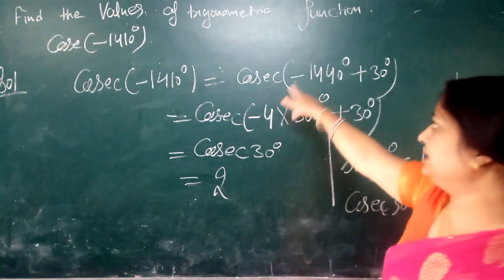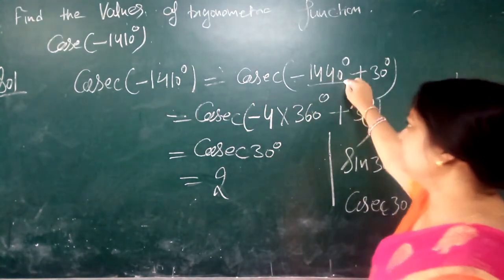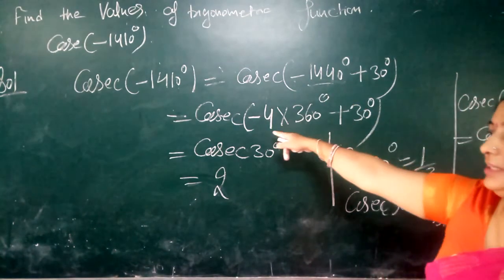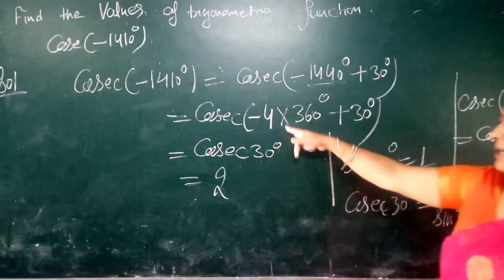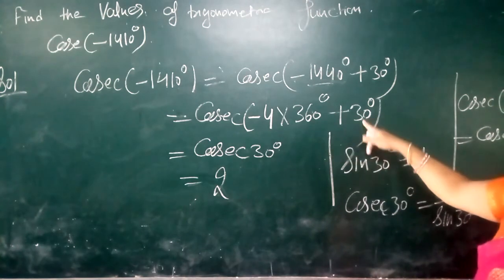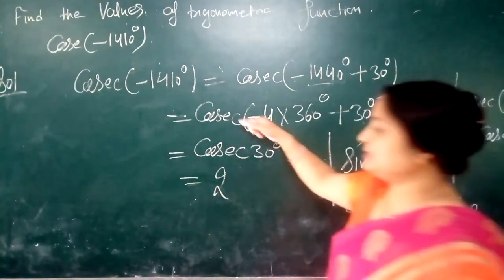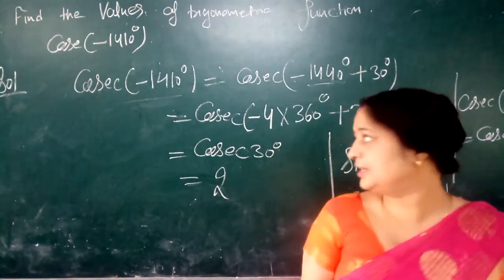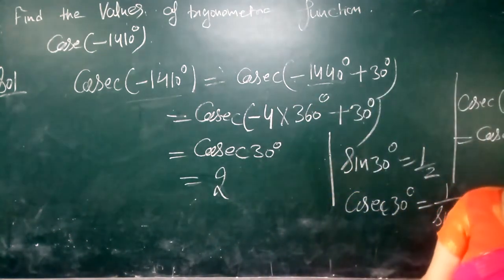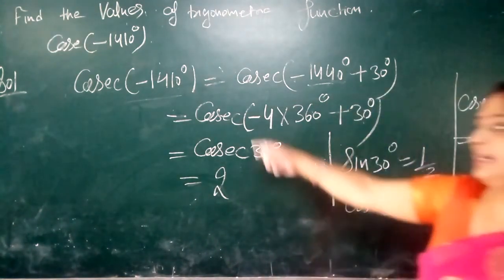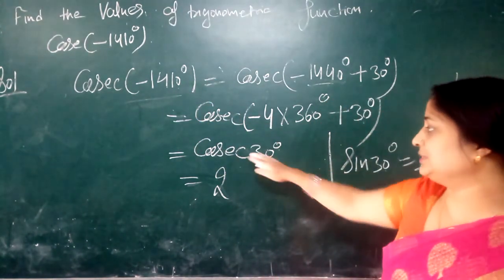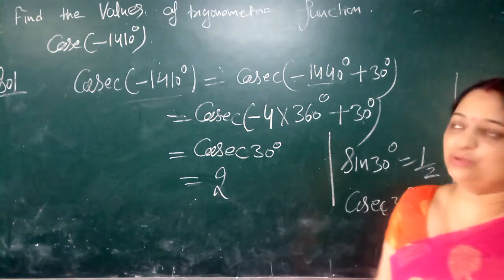After that, we will divide this term by 360. After dividing by 360, it is coming here minus 4. So minus 4 into 360 plus 30. Now you have to check the quadrant. Cosec of minus 1410 degree lies in the third quadrant, and in the third quadrant cosec x is positive, so it is coming here cosec 30 degree, and that is equal to 2.